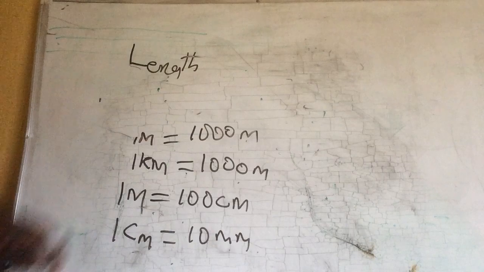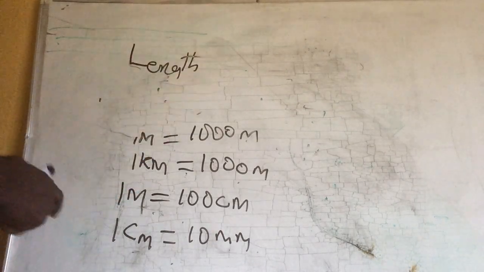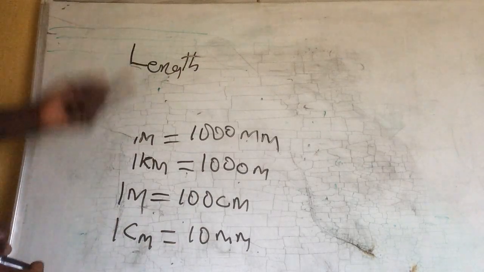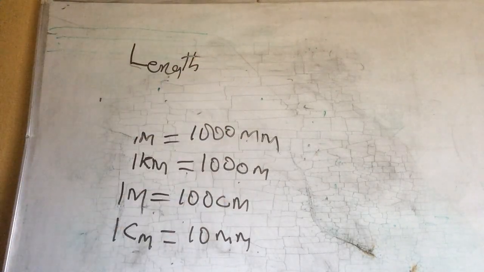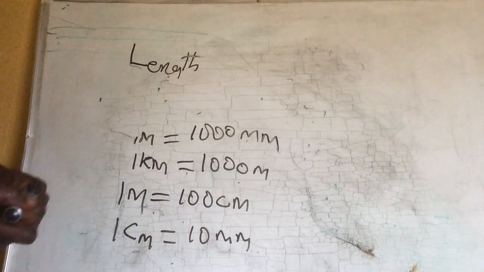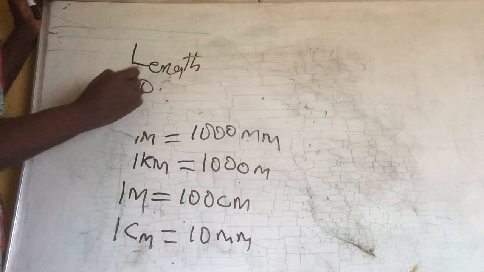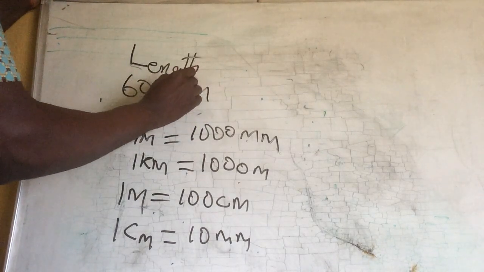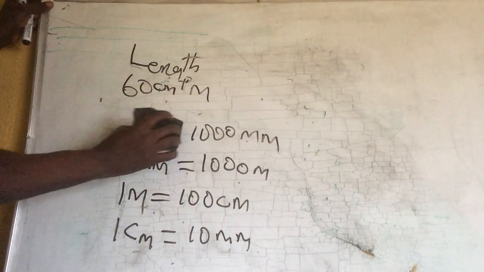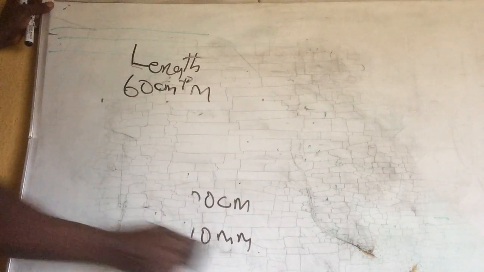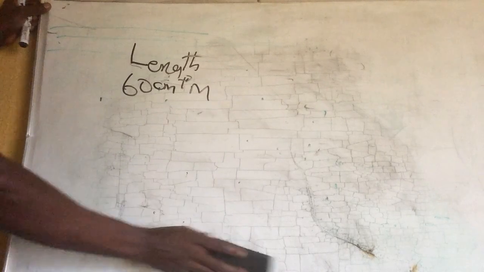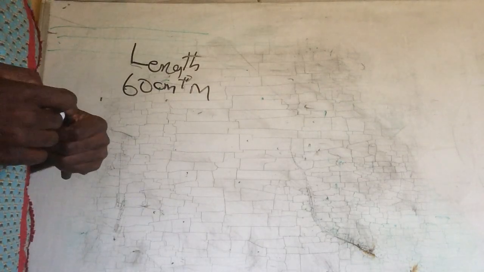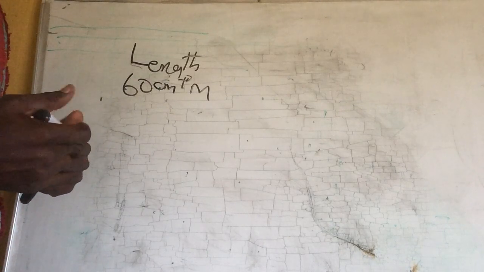So if you know all these things, you can convert from meter to millimeter, or from kilometer to meter, or from meter to cm. In this example now, they may ask you to convert 60 cm to meter. Converting 60 cm to meter is very, very simple. The easiest way to do this is to know the basic ones. Try to know the basic ones which I have given you before.